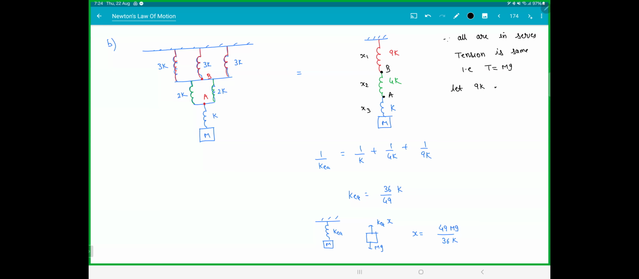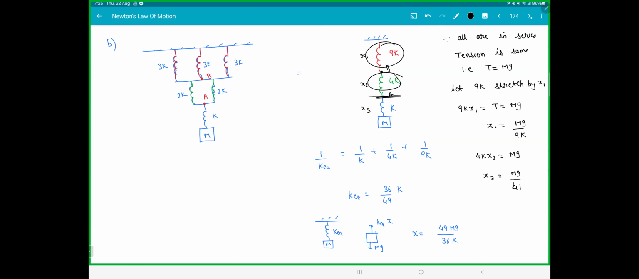So let 9k stretch by x1. How much will that be? 9k into x1 must be equal to tension, which is equal to mg. So x1 is equal to mg by 9k. Similarly, 4k into x2 must be equal to mg. Therefore, x2 is equal to mg by 4k. Now you tell me, whatever amount this spring stretches on the top, isn't that the distance traveled by B? Similarly, whatever elongation 9k and 4k will stretch, isn't that the distance traveled by A?